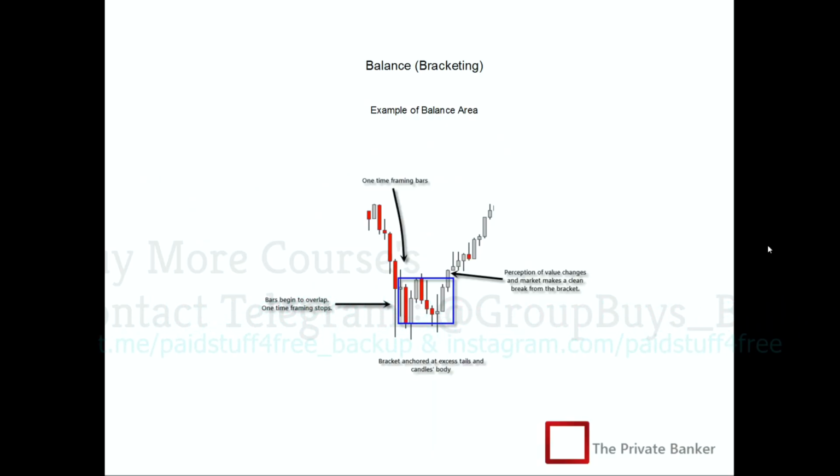So here's an example of a bracket. What we see here is we have price bars that are one time framing lower, so we've got a sell side imbalance, and then finally we see the bars begin to overlap each other, and ultimately that one time framing stops. That's always the first heads up that the market is potentially coming into balance. So we establish the high end of that range, and then of course it rotates right back to the low end of that range.